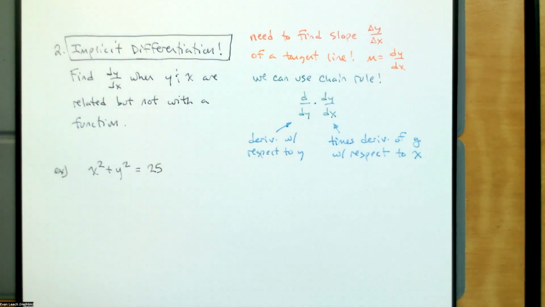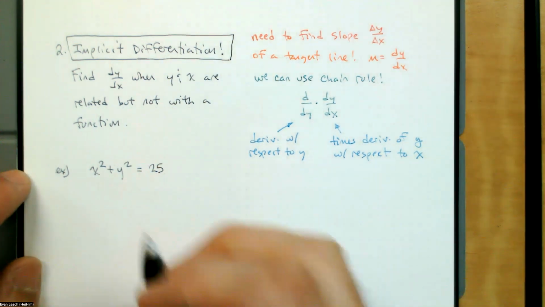So here's what we're going to do. We're going to take this equation. That's our relationship between y and x. It's an equation, not a function. The important thing is, not a function. And I'm just going to go through and take the derivative with respect to x all the way through.